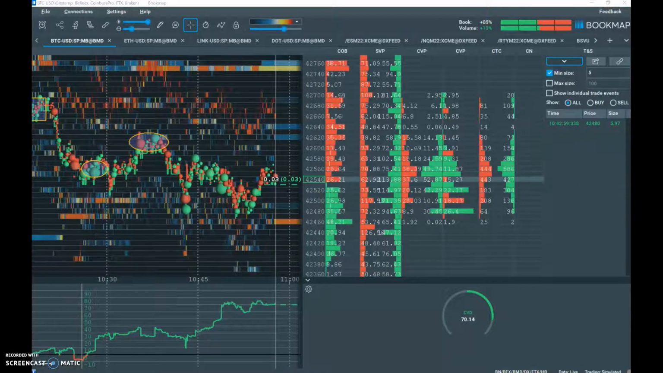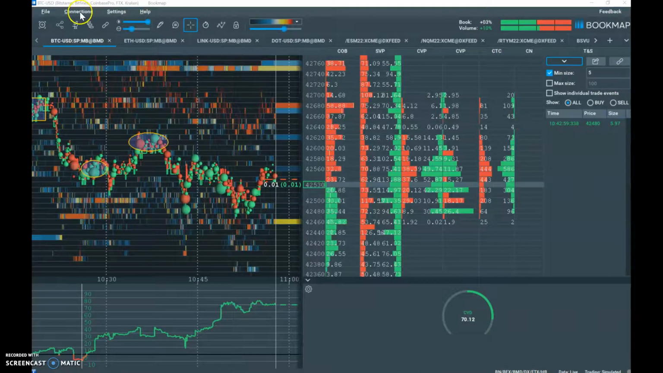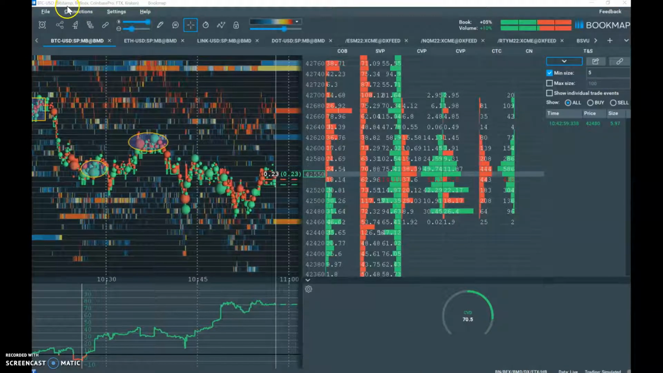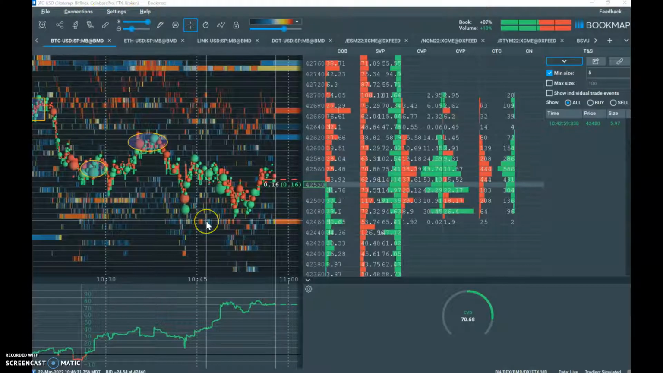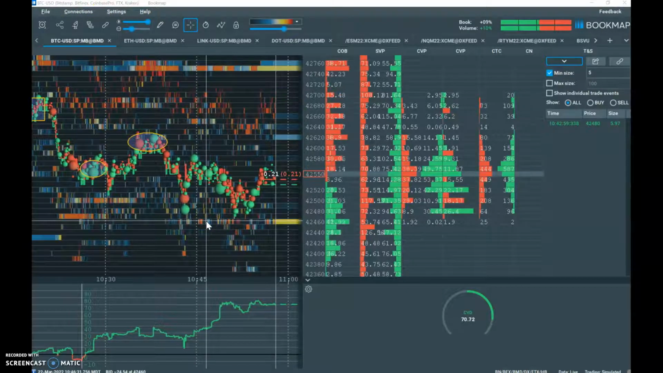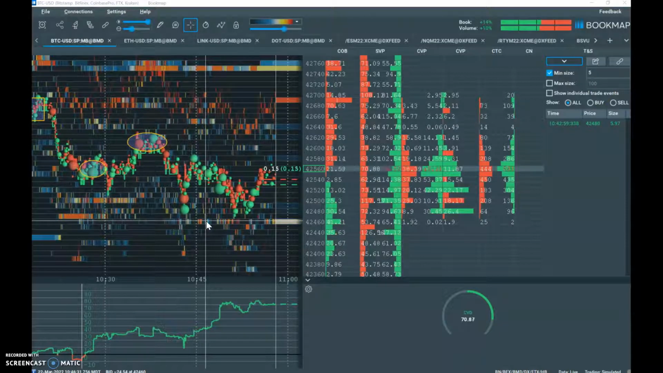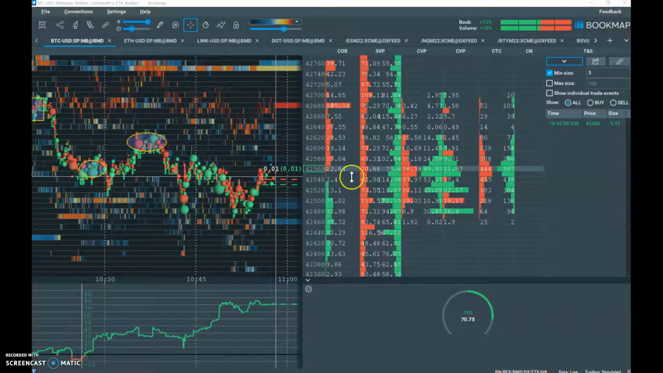This is the multi-book version of it, so it actually consists of, right here at the top, Bitstamp, Bitfinex, Coinbase Pro, FTX, and Kraken all combined into one. So it gives you a nice visual of what's going on out there versus just looking at one exchange only.